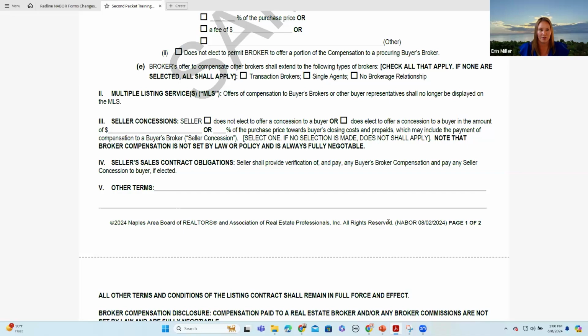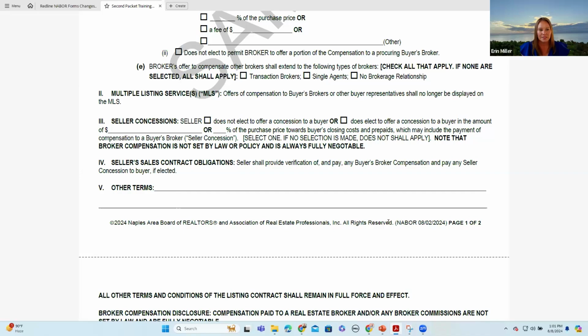Again, our previous listing agreement did not have a provision to offer seller concession. This amendment to contract does that. Amendment to listing contract does that. If no selection is made, does not, shall apply. And we have, of course, the big bold language that notes that broker compensation is not set by law or policy and is always fully negotiable. You'll see that disclosure everywhere.